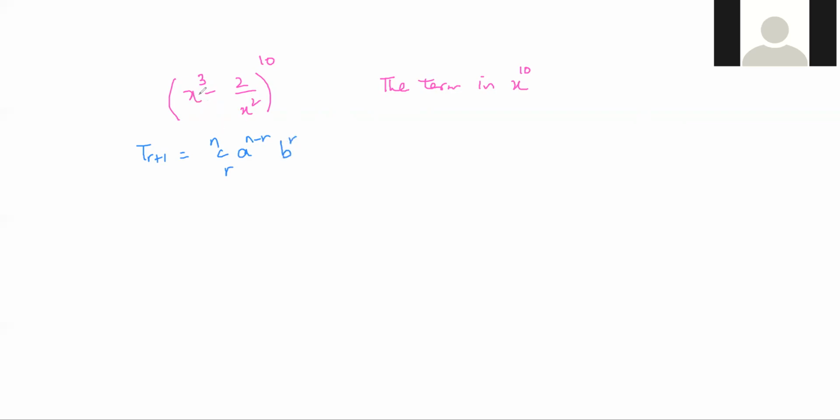We have this is our A, all of this is our B, this is the N, but we do not know what the R is over here. Okay, so let's try finding that R. This is going to be T(R+1), which is 10CR x cube raised to power 10 minus R and minus 2 over x squared raised to power R.